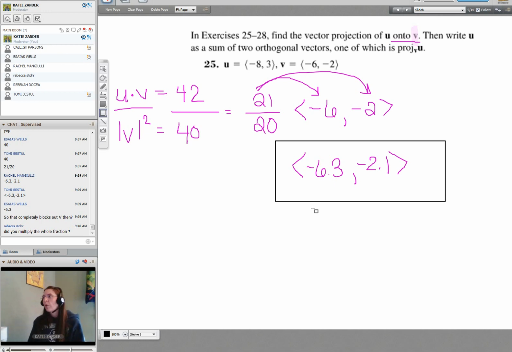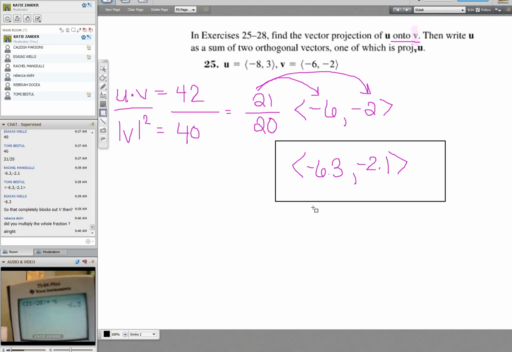I did multiply the whole fraction through. On the calculator, I would put 21 over 20 inside parentheses, then multiply that by negative 6, and hit the equal button. You do want to put that 21 over 20 inside parentheses, otherwise it's not going to do it correctly, I don't believe.